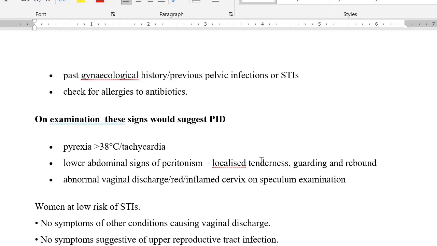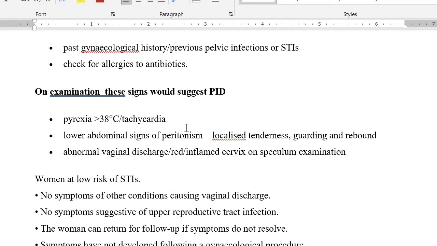So that is one thing. Anything else that comes to your mind? No, I think that's all the relevant history. So the point is that you need to take a good history, just to show them that you know. Then you have taken the history, then you need to see any past gynecological history, previous pelvic infections or STIs. Check for allergies to antibiotics.